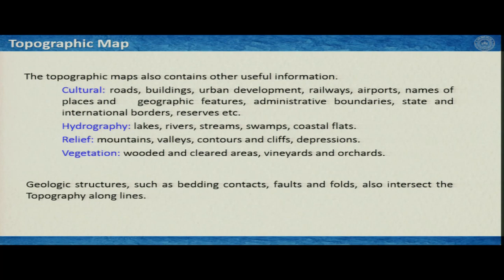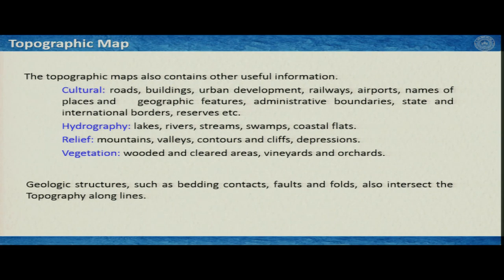The use of topographic maps is very significant, and topographic maps contain significant information. They tell you about the roads, buildings, urban development, railways, airports, names of places and geographical features. Then administrative boundaries, state and international boundaries, reserves, and so on. They also tell you about the water bodies of the area, like lakes, rivers, streams, swamps, coastal flats, etc.